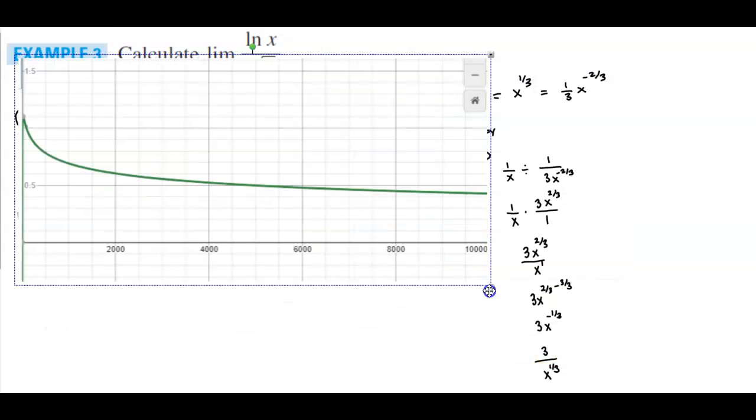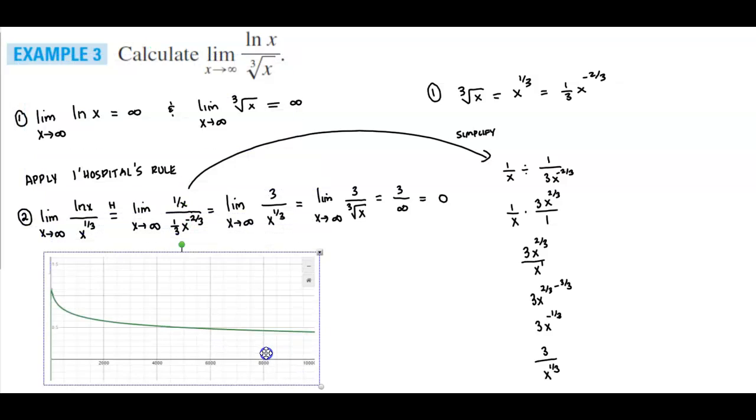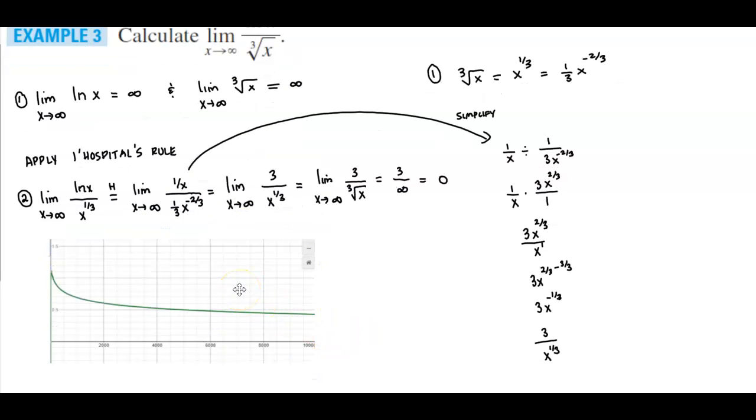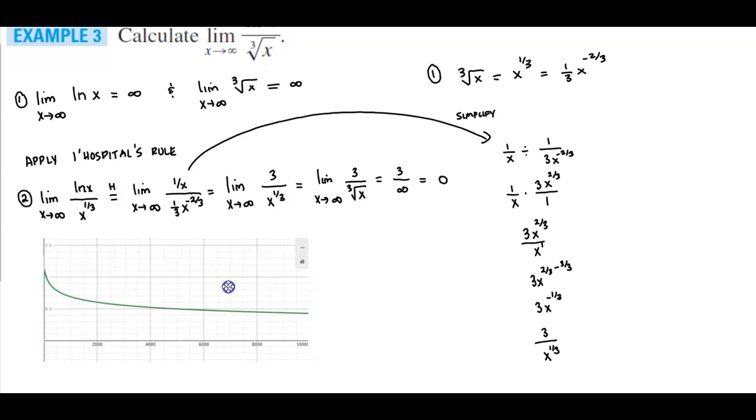Okay, the reason why I chose 10,000 is because we can keep going and going and going. So the graph of this function, okay, we have discussed previously the slow growth of logarithms. So it isn't surprising that this ratio approaches 0 as x is approaching positive infinity.